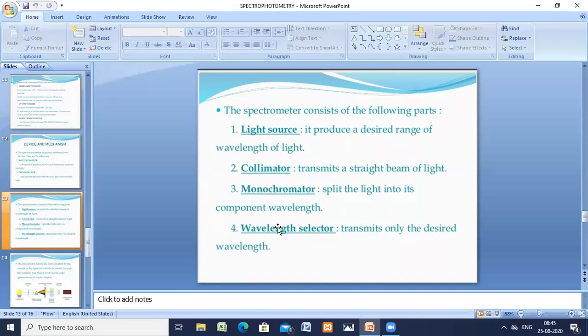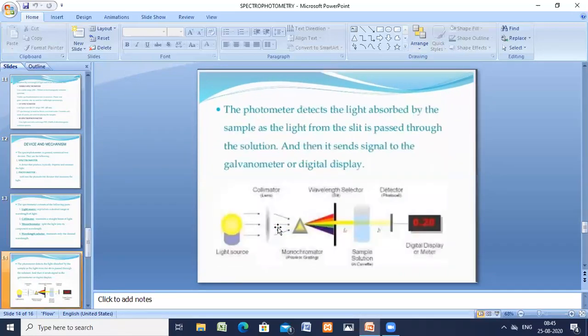The wavelength selector transmits only the desired wavelength. The name itself indicates its function. The photometer detects the light absorbed by the sample as the light from the slit passes through the solution, and then it sends a signal to the galvanometer or digital display.